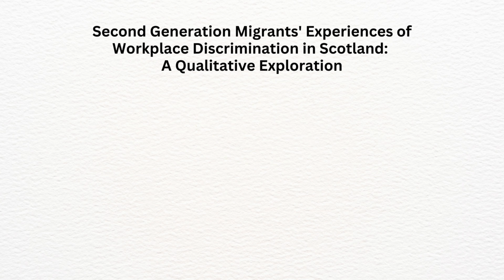So our example title here is Second Generation Migrants' Experiences of Workplace Discrimination in Scotland, a Qualitative Exploration. Now, let's identify some basic themes or ideas we can pick out from that title to help us start developing a structure. So pick out a few key words, a few key phrases, and write a little description about what that theme might encompass.